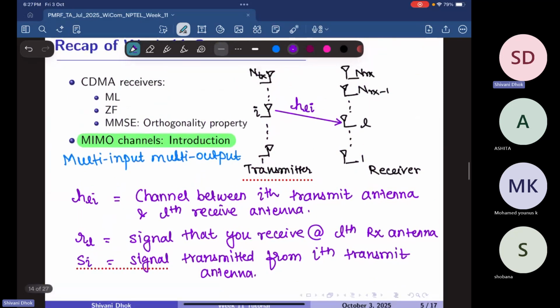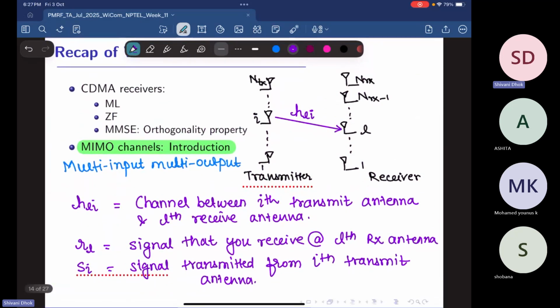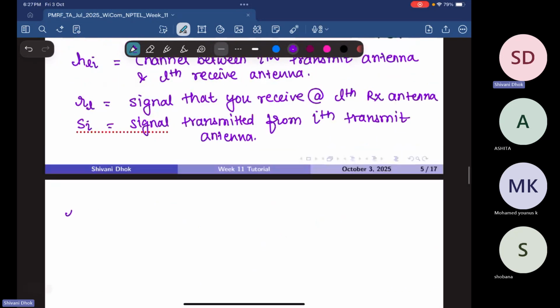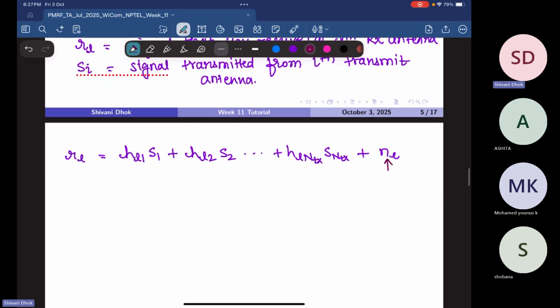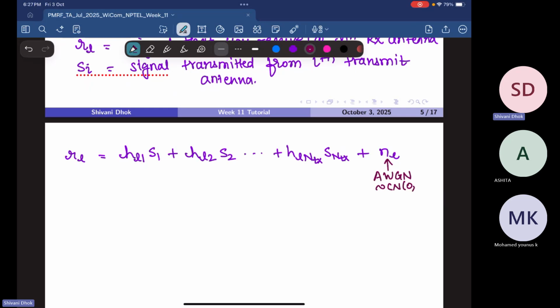So now at the given time instant, at every antenna you will be receiving the signals transmitted from every transmit antenna. So this RL is given by HL1, the channel gain between the first transmit antenna and the lth receive antenna, times S1, plus HL2 times S2, and so on till HLNTX times SNTX, plus noise. This NL is your AWGN, distributed CN(0, sigma square).